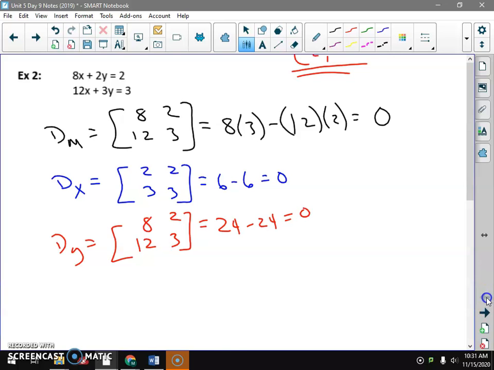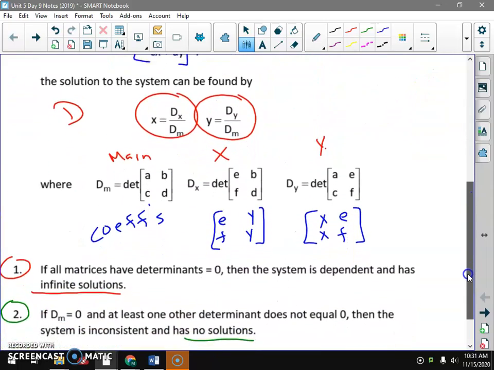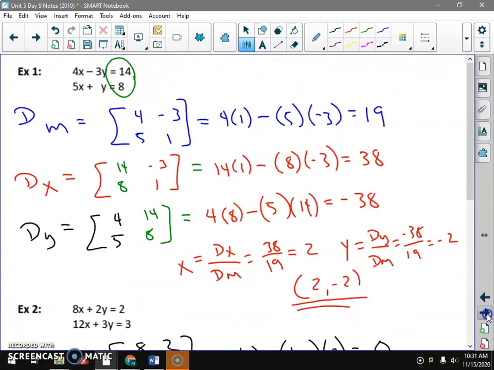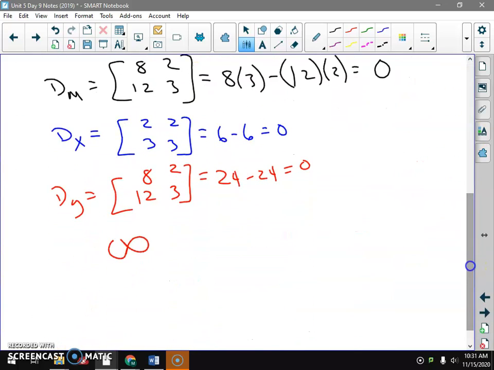What case was that? Sort of like the row of zeros in Gauss-Jordan elimination. All zeros, infinite solutions. We'll leave it at that. We will talk about patterns later on, especially with 3x3s. All right.